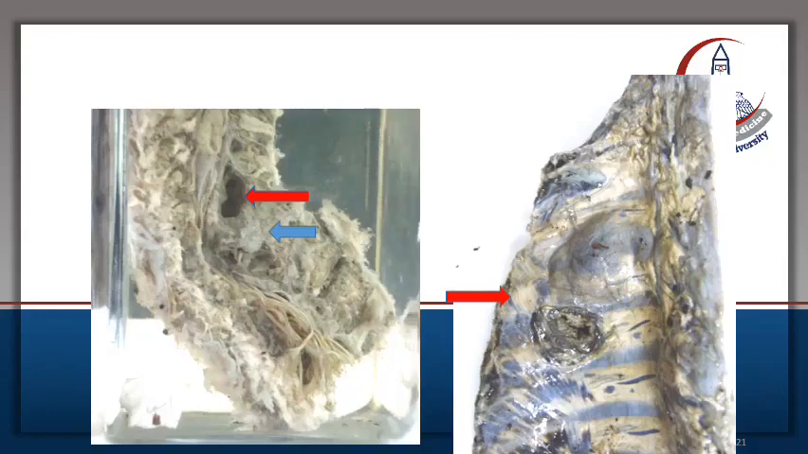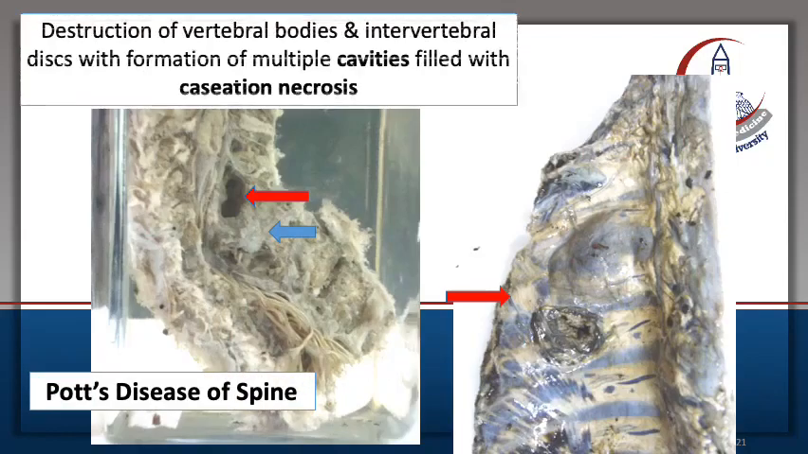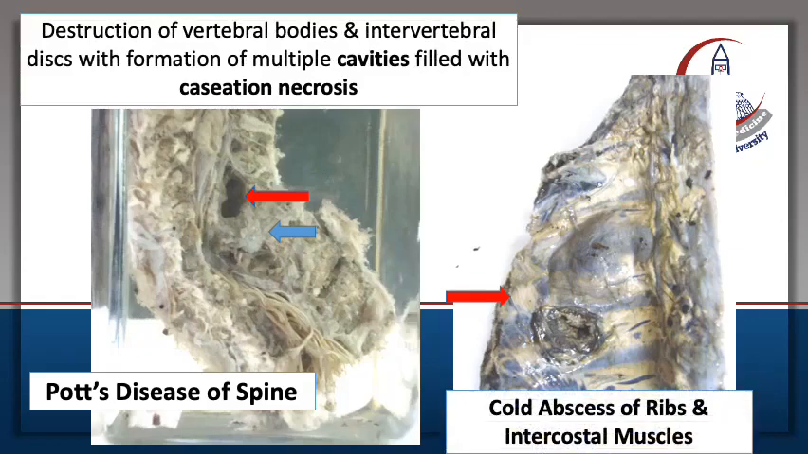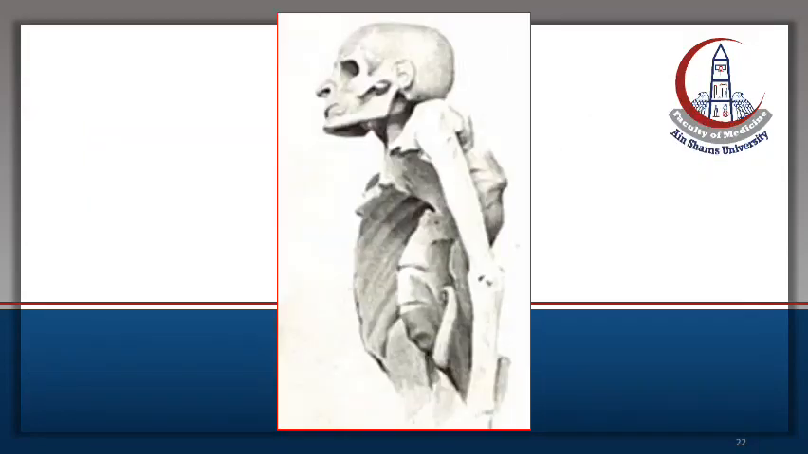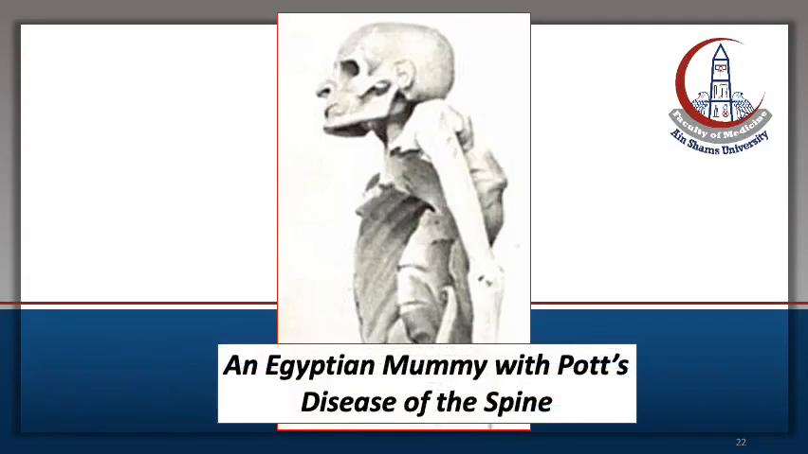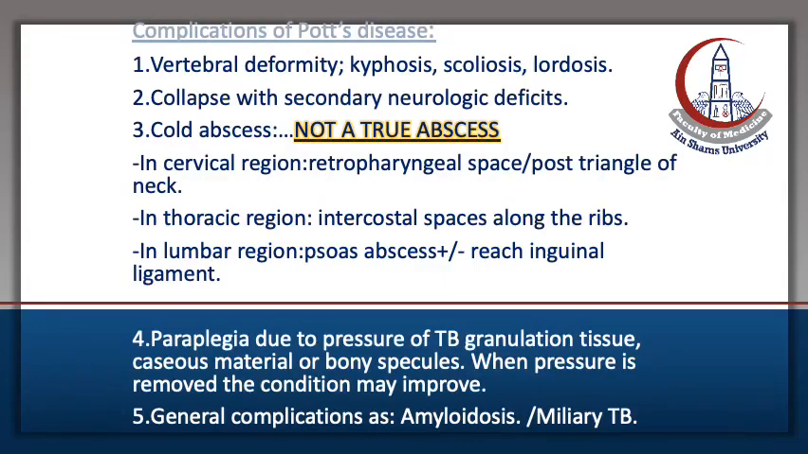This is a gross specimen showing on the left side Pott's disease of the spine with destruction of the vertebral bodies and intervertebral disc with multiple cavities and caseation necrosis. On the right side, this is TB affecting the ribs. Here is an Egyptian mummy with Pott's disease of the spine. Here, in this slide, are some complications of Pott's disease.